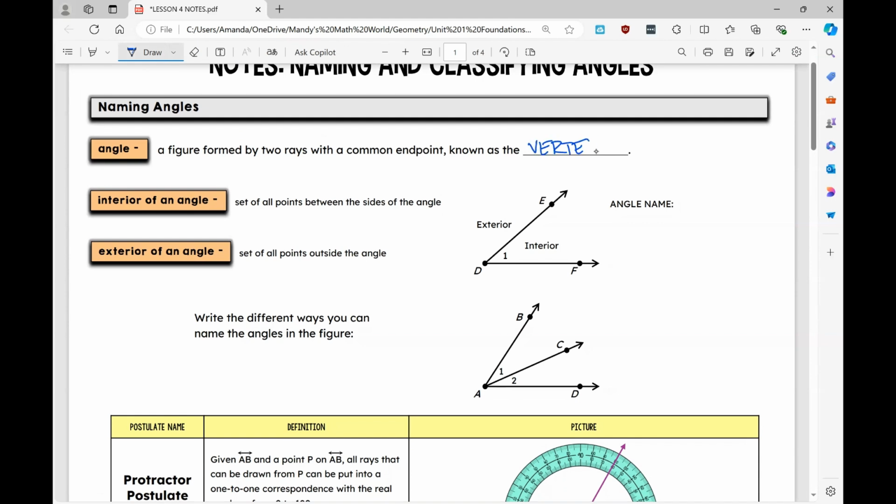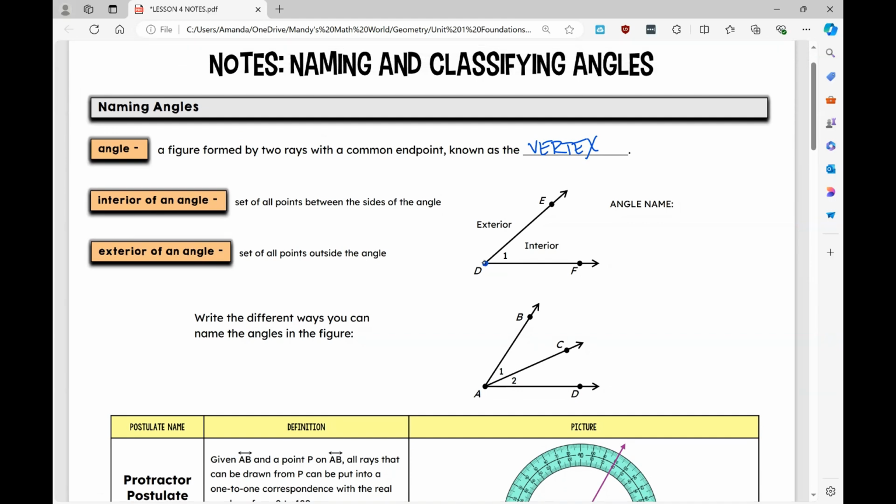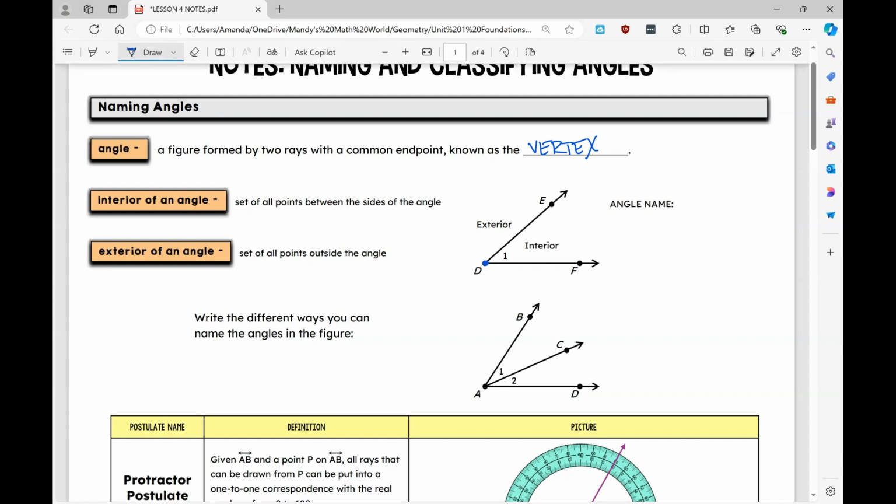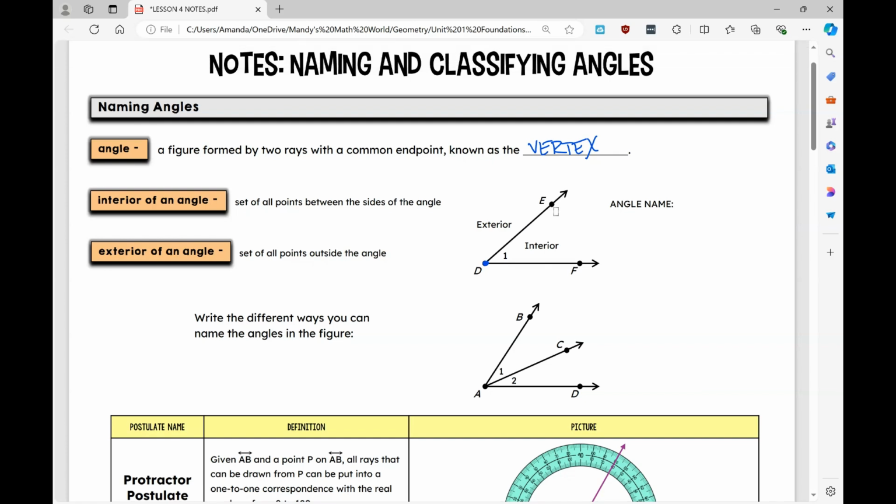And so in this image of this angle right here, I can see two rays, ray DF and ray DE, and they share a common endpoint, which is point D. The interior of this angle is the set of all points between the sides of the angle. This right here is the interior of this angle.